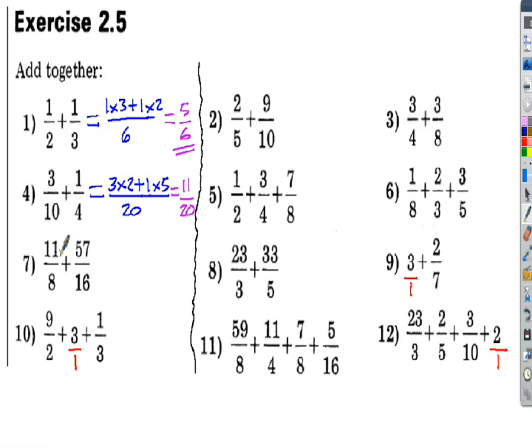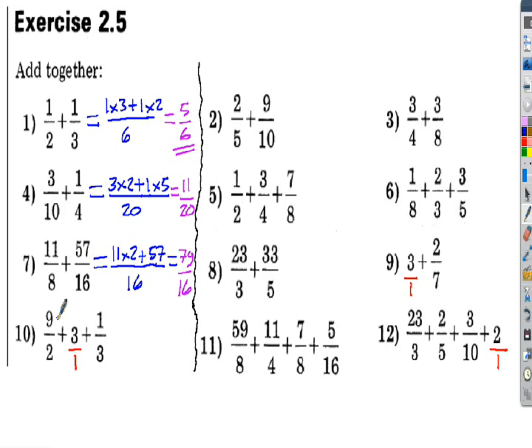Question 7, I'm asked to add 11 upon 8 to 57 upon 16. Again, I need a common denominator. The common denominator here would be 16. Both 8 and 16 divide completely into 16, so we're going to do 16. 8 divides into 16 twice, so that becomes 11 multiplied by 2 on the top line, and I'm adding to that. 16 divides into 16 once, that's 1 times 57, that becomes 57 on the top line. Evaluate the numerator, 57 plus 22 will be 79, so it's 79 over 16.